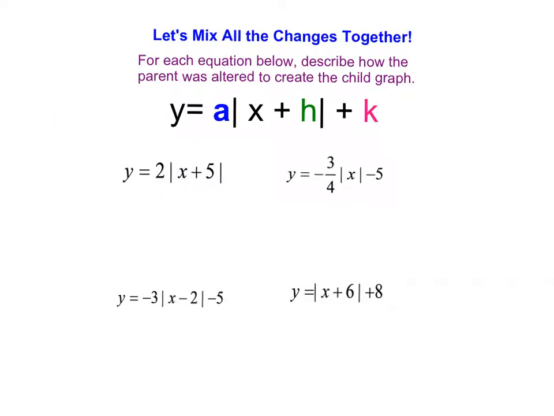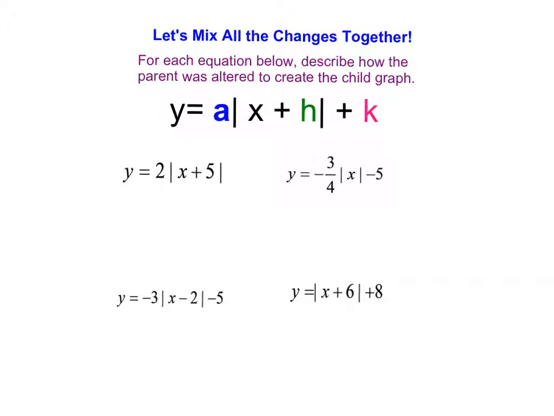To start, we need to recap what we learned about A, H, and K. We're going to look at each equation below and decide what the A value is. Remember, A is multiplied out in front. Decide what the H value is, which is the number added to the inside of the absolute value. And then decide what the K value is, which is the number added to the outside of the absolute value. Then from there, we're going to determine how those transformations alter the parent graph. So that is where we are headed.